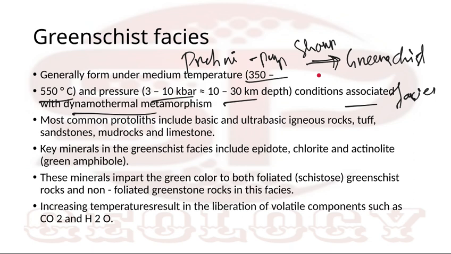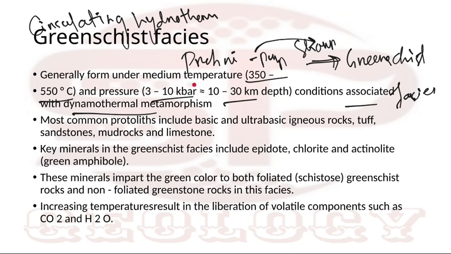That is due to many factors, like a circulating hydrothermal system. There may be a circulating hydrothermal system present, which helps to accelerate the reaction. That's why prehnite-pumpellyite directly converts to greenschist.